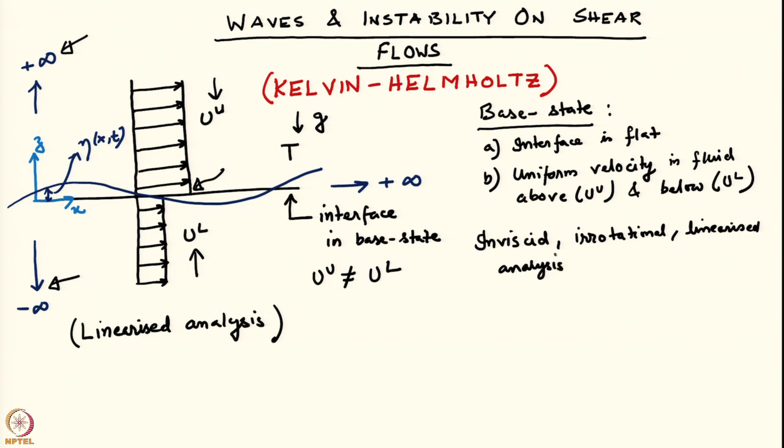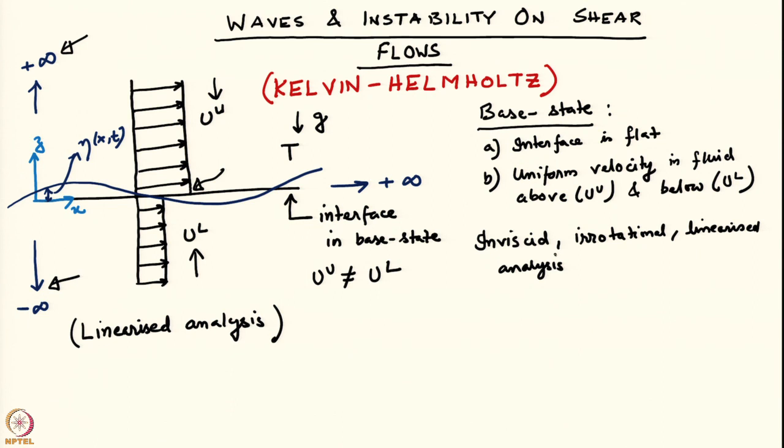In particular, you will see that in this case, because of the presence of a shear, instabilities become possible which were absent earlier. Earlier, we had done the problem for just one liquid, and we had seen that we get surface gravity waves or capillary waves or capillary gravity waves. The most general case was the capillary gravity wave, and depending on the length scales, it could be either predominantly a gravity wave or a capillary wave. Now, you will see that because of the presence of this shear, the velocity gradient, it is possible for us to get instabilities on this system.